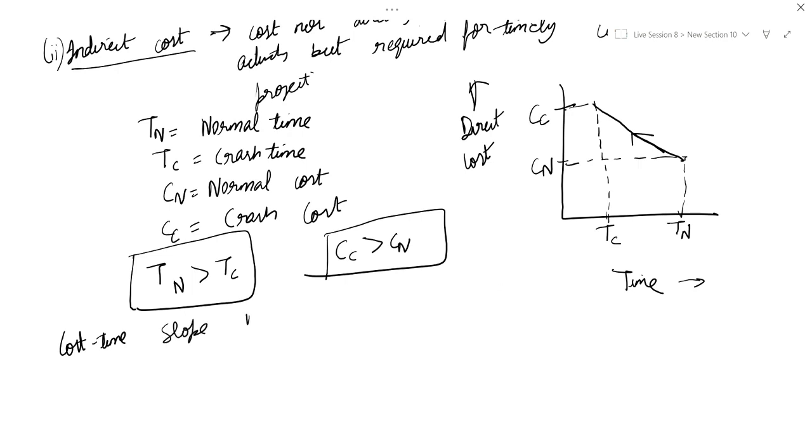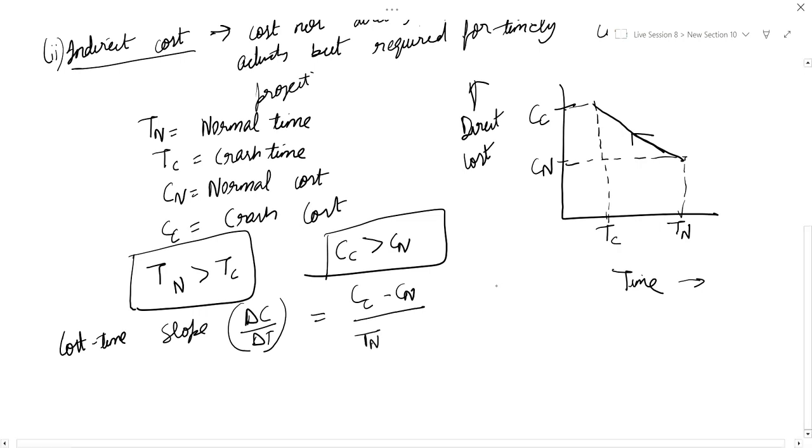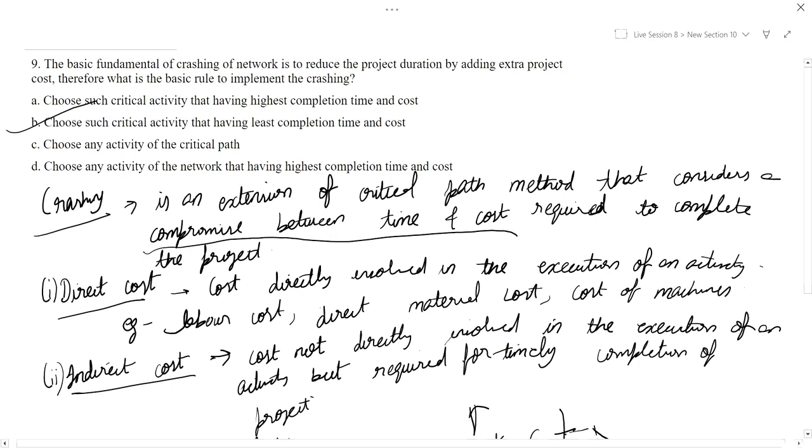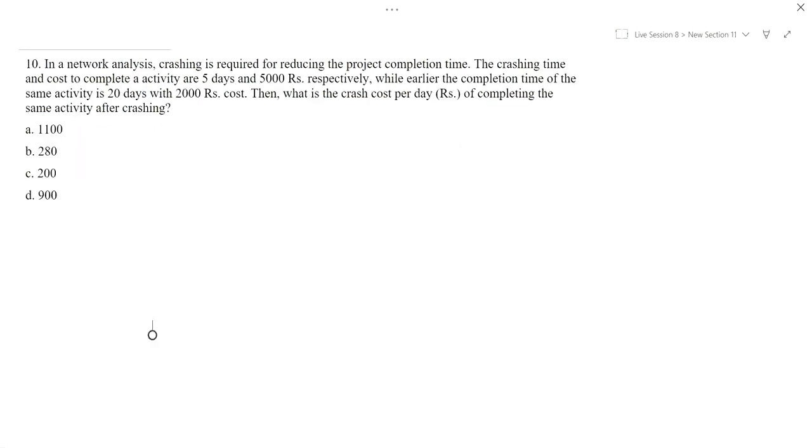Now, the cost time slope, delta C by delta T, is equal to crash cost minus normal cost by normal time minus crash time. Okay, so the next question.